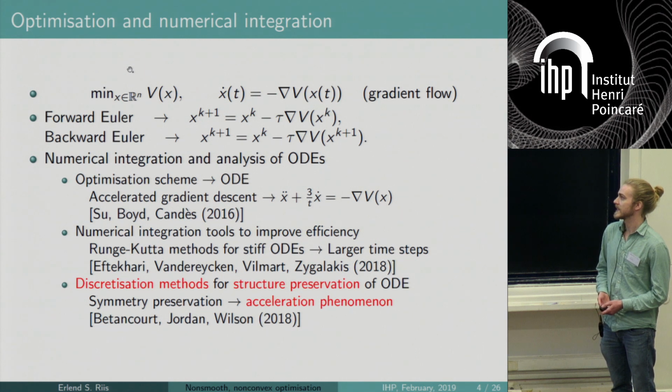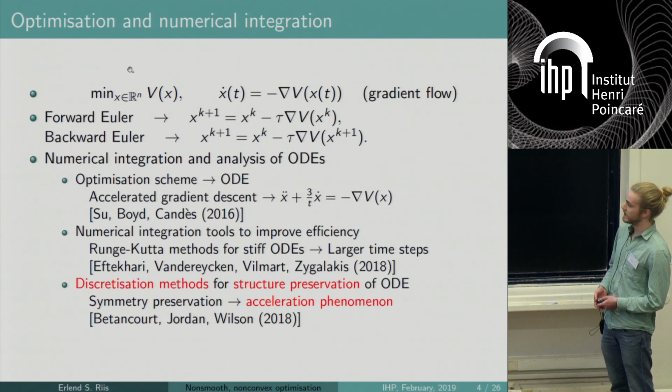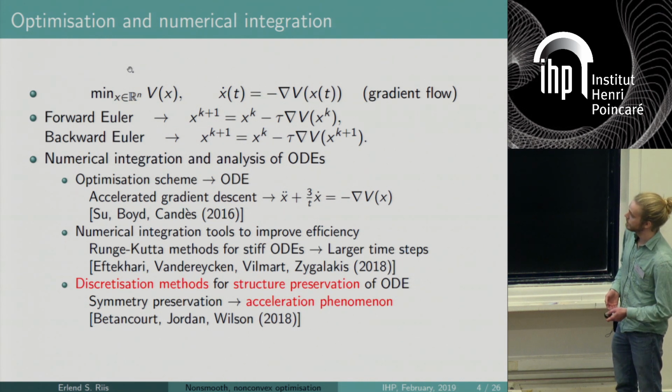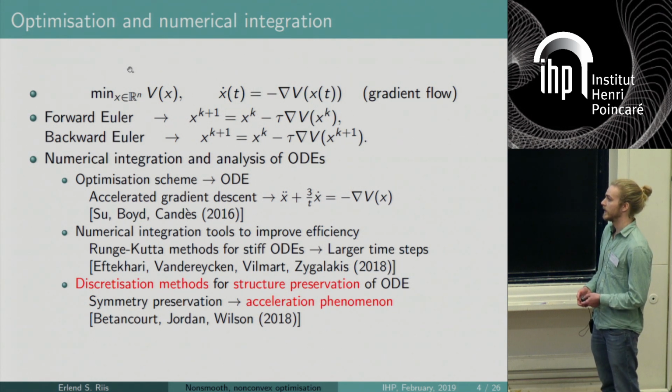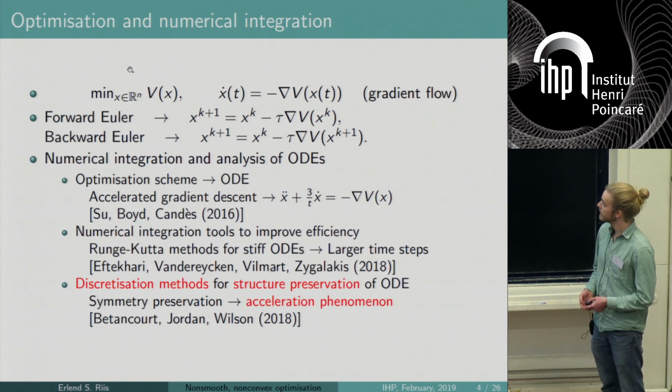And a third example is when you identify some flow or ODE and there are certain structures or symmetries that you need to preserve in your discretization method in order to retain some desired behavior. So one recent example of this is people again looking at Nesterov acceleration phenomenon and identifying some flows and curves with certain structures and identifying what types of discretization methods preserve this and which do not.